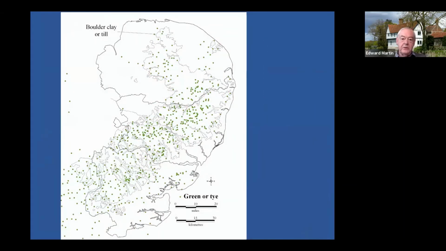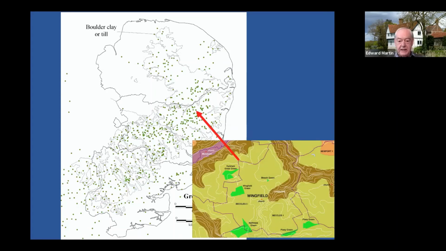We also have things called greens, and they again are very closely linked to the clay. And you can see the outline of the clay there again, and all those green spots are greens, and they have a particular place in the landscape. Here you can see at Wingfield that the greens are all really on the flatter bits of the landscape. They are where you have problems with drainage, and these have been left to one side and have become greens.